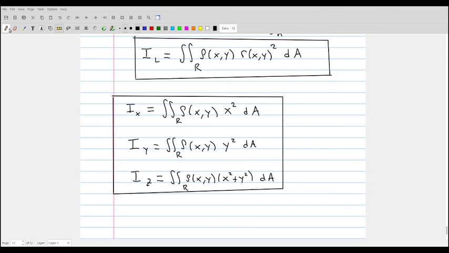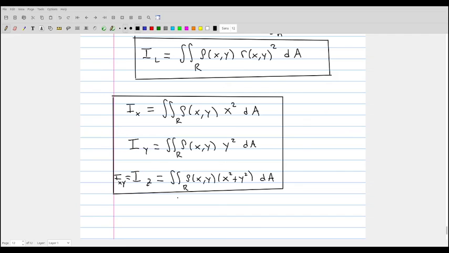IZ is sometimes also denoted IXY by some authors. So it's important to know both IZ and IXY, but the idea here is that evaluating these double integrals will give you the specific moment of inertia about the specific axis that you want. Each one of them gives you the resistance to rotation of the lamina around that axis.